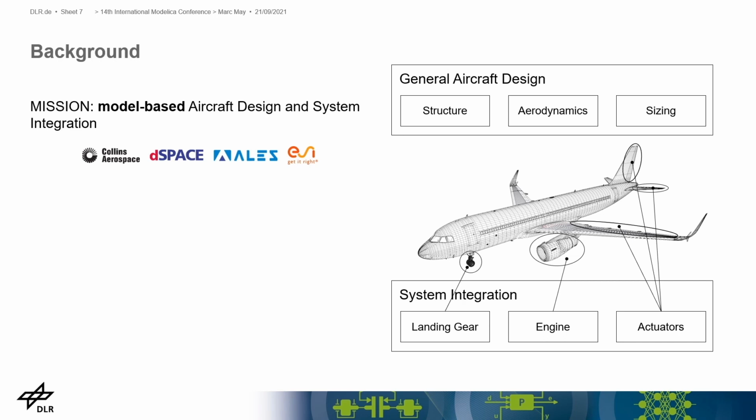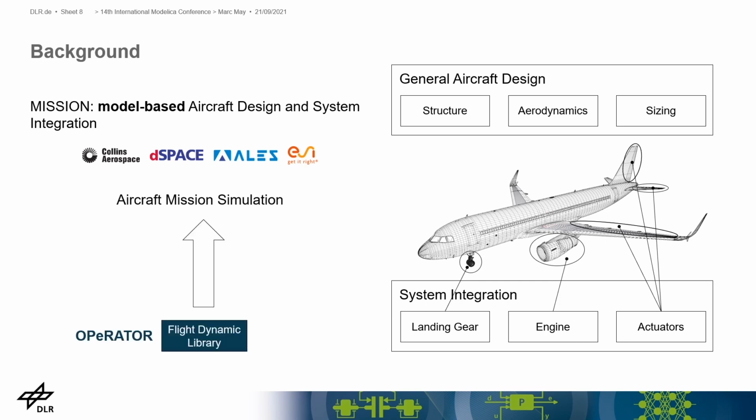Next to the design of a novel configuration, system integration is also relevant when single components of an existing aircraft design are exchanged. In the course of the Operator project, we developed a new FlightDynamics library. By providing it to the partners of the Mission Consortium, we allowed them to virtually fly their components in a realistic environment and optimize their systems, for example, with regard to environmental objectives.